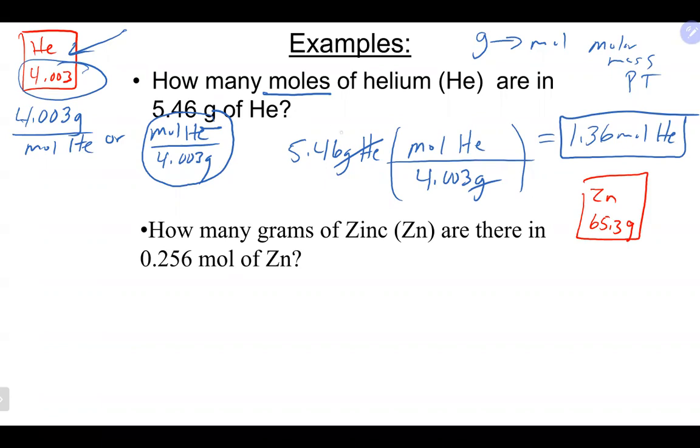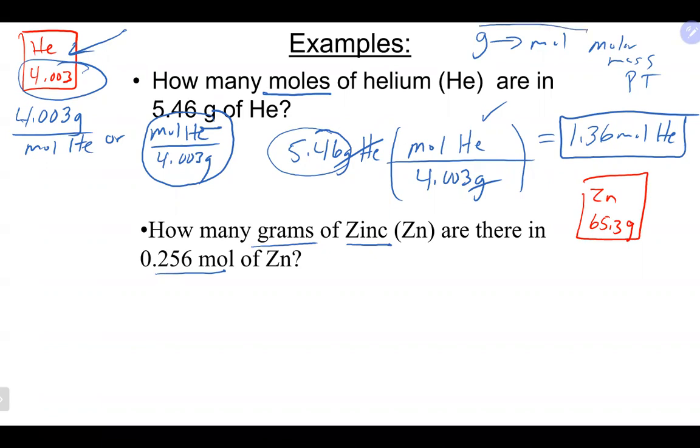Now, sig fig wise, the original number is pretty much where the sig figs would come from. This is sort of an exact number, so you just look at that original number. Looking at the second one here, we have grams of zinc, and we have moles. Remember, mol is moles, not molecules. Once again, no atoms or molecules are mentioned, so we do not need Avogadro's number here.